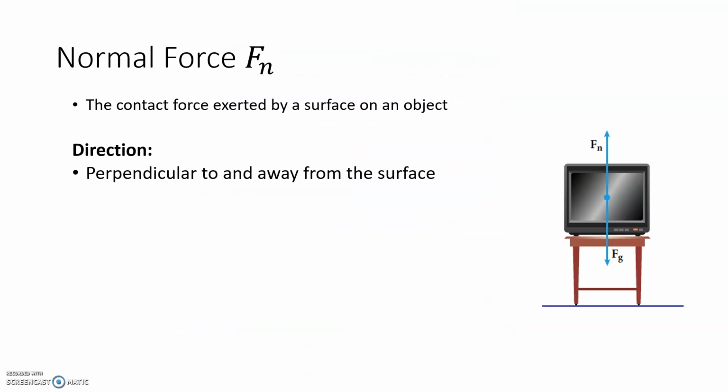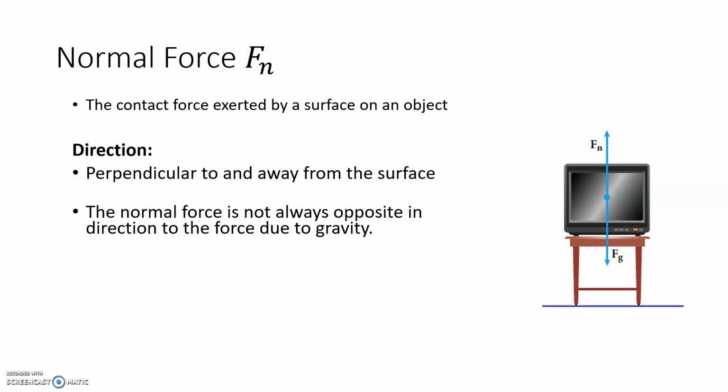Normal force. What is a normal force? As we said, it's a contact force exerted by a surface. So if you have, for example, a TV on a table, the TV touches the table. I have two forces acting on the TV. The TV is not moving. This force down, we call it the gravity. The weight is always down. And the table will push the TV up. We call it Fn. This is what we call a free body diagram.